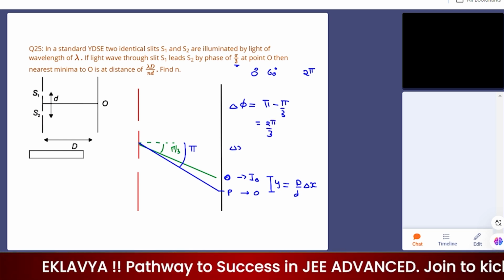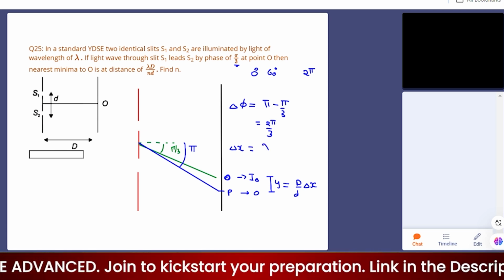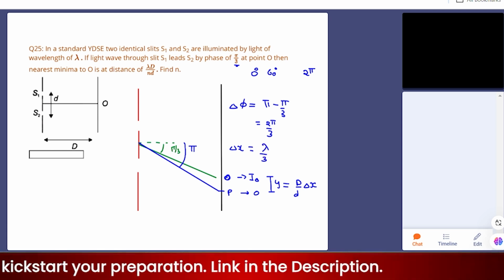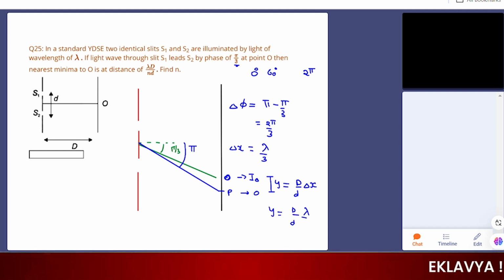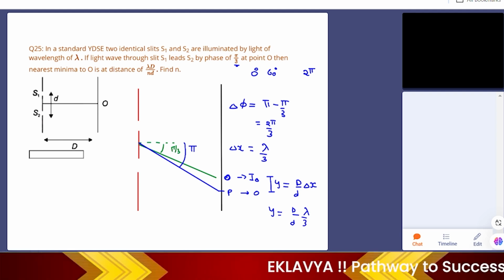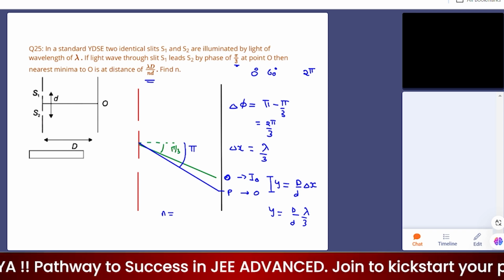So if this is 2 pi by 3, then delta x value will be 2 pi by 3 into lambda by 2 pi. That will become lambda by 3. So if I substitute that over here, y is equal to D by d into lambda by 3. In comparison to this value, n value shall become 3.